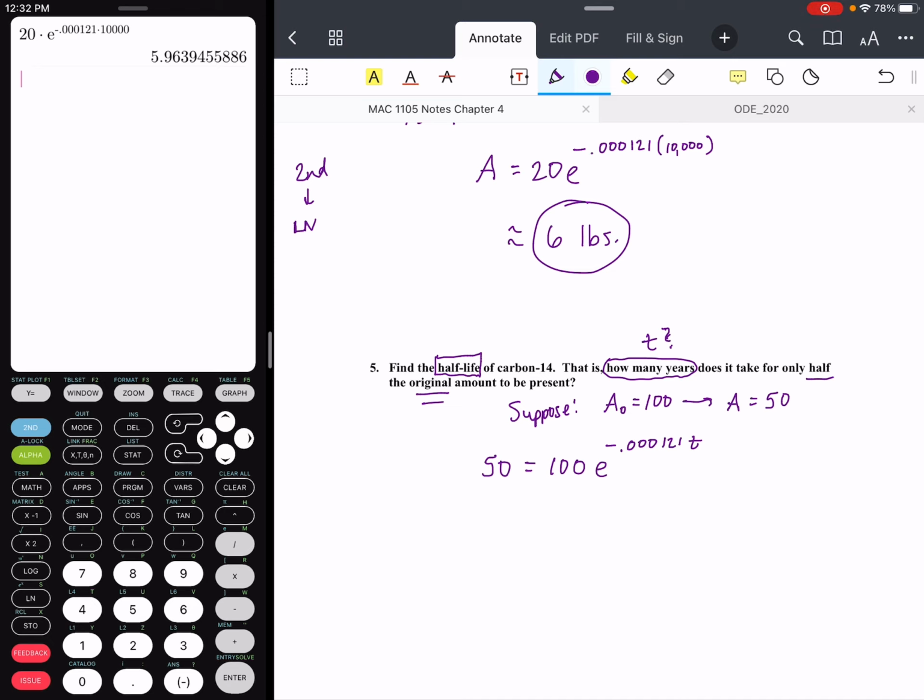All right, so solving this, notice that what I'm solving for, t, is up in the exponent. So I'm going to use that method where I isolate my exponential first, and then I take the natural log of both sides. And that'll get the t out of the exponent, so then I can work with it. So first I'm going to isolate, divide both sides by 100. 50 divided by 100 is 0.5.